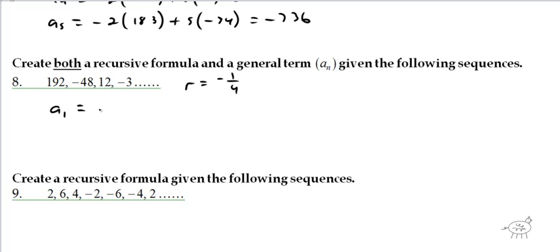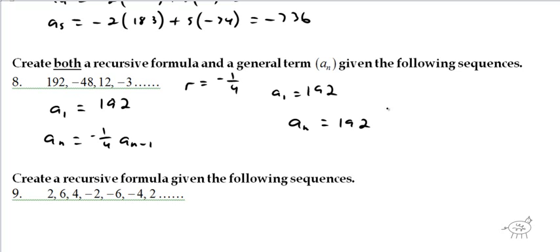But don't forget you got to define the first or second or whatever variables for recursive. So a sub 1 is 192. Don't lose points on that. Okay, and then a sub n is the previous term times negative 1/4. So negative 1/4 times a sub n minus 1. Very, very easy. Okay, and then a sub n is actually easier because I have my a sub 1 is 192, and I already have r, so a sub n is equal to a sub 1, 192, times r to the n minus 1. There we go. That's it.